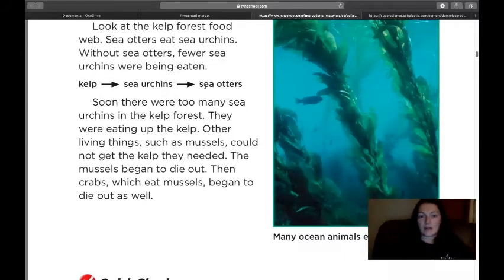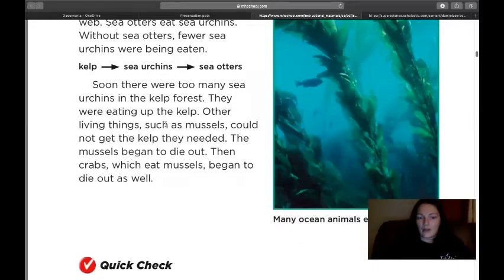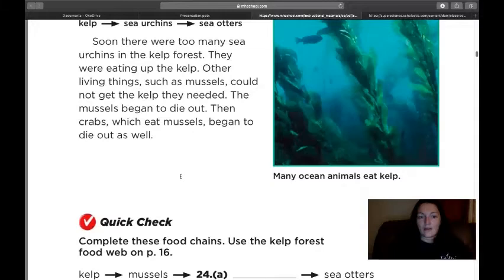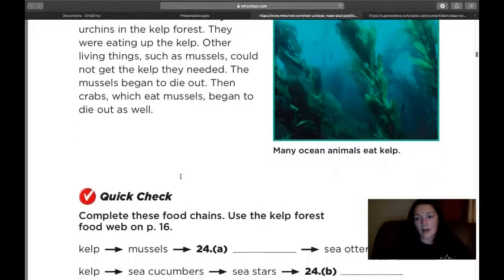So you have your sea otters, eat your sea urchins, eat your kelp. Soon there were too many sea urchins in the kelp forest. They were eating up the kelp. Other living things, such as mussels, could not get the kelp they needed. The mussels began to die out. Then crabs, which eat mussels, began to die out as well.